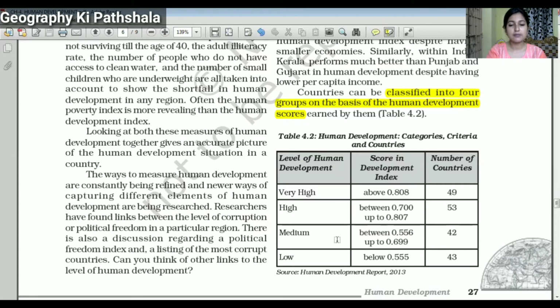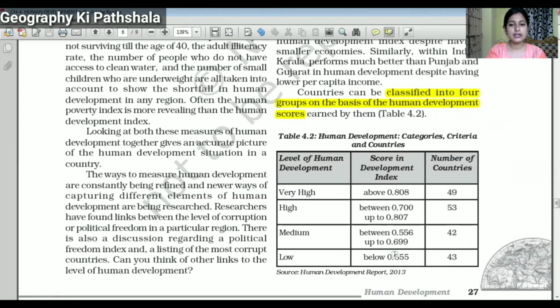Next, the third one is the medium level of human development, and here the value is between 0.556 up to 0.699, and the number of countries mentioned is 42. And the next one, which is the fourth one, is the low level of human development, and the score mentioned over here is below 0.555. The number of countries falling under this is 43.